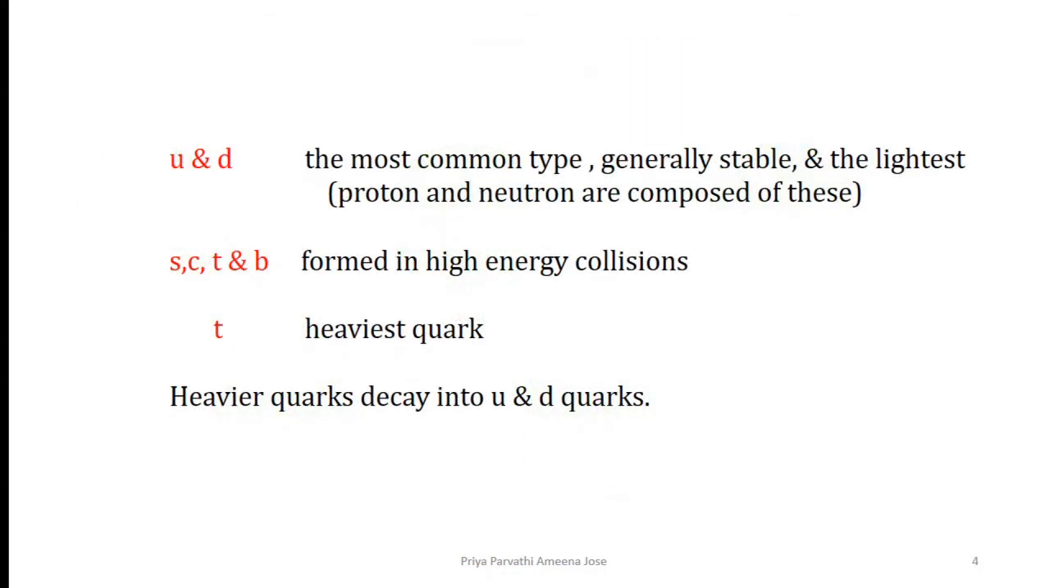Up and down are the most common types and they are generally stable. Nucleons are composed of these up and down quarks. Top is the heaviest quark. It is generally observed in high energy collisions, while up and down are the lightest quarks. Heavier quarks generally decay into up and down quarks.